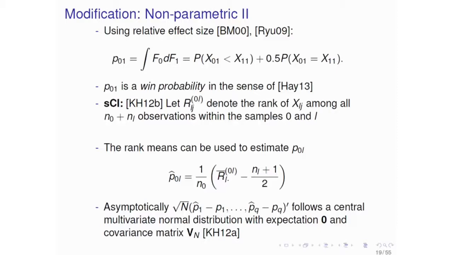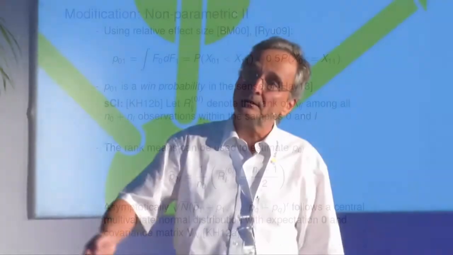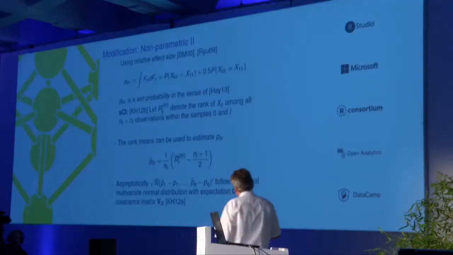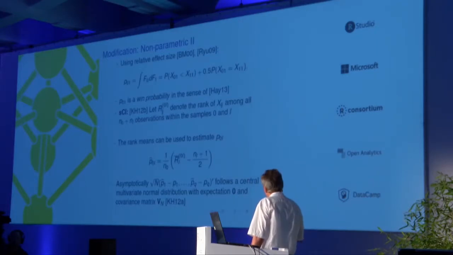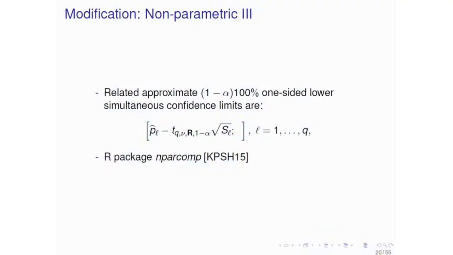And simultaneous confidence intervals can be easily estimated. If you estimate this relative effect size estimator for control versus any dose group l by the ranks, you see it's easy. And asymptotically, it's important, this follows a central multivariate normal distribution with a covariance matrix which we can estimate. And this is available in the package nparcomp, nonparametric comparison. And again, you are free to formulate your contrast matrix. You can do what you want. It's just a framework for multiple contrasts with relative effect size.